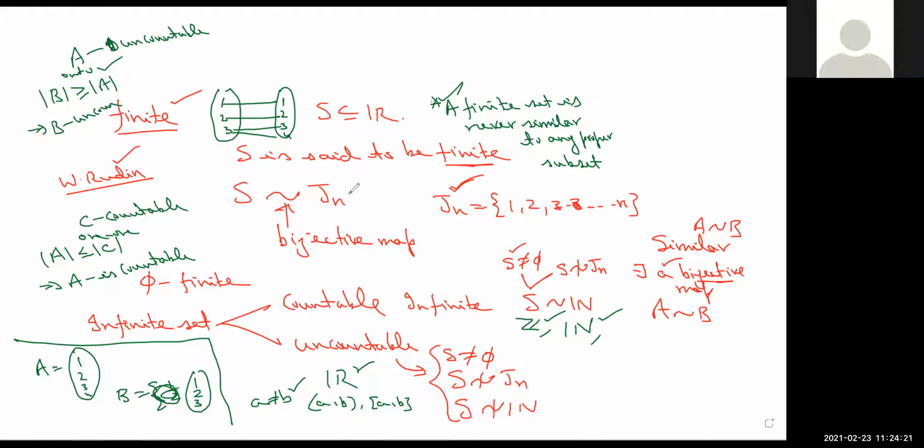A function is a relation from a set A to a set B if every element of A has a unique image in B. Yes, every element of A. Yes, sir. I mean every element of A should be mapped.